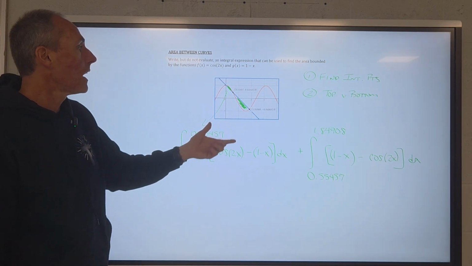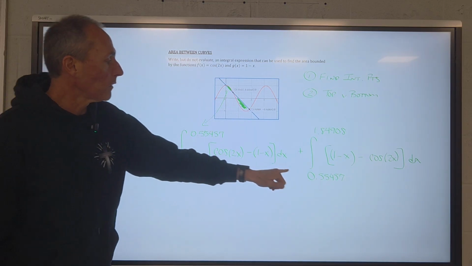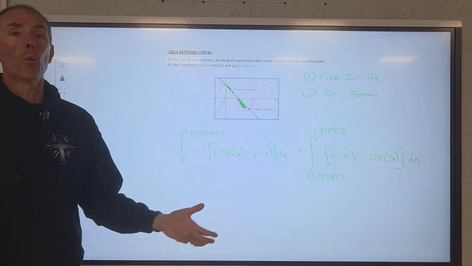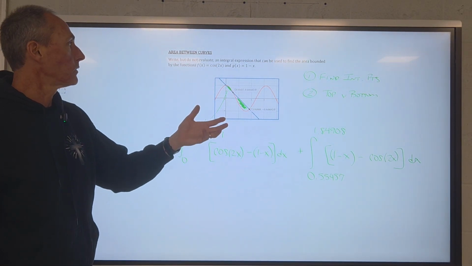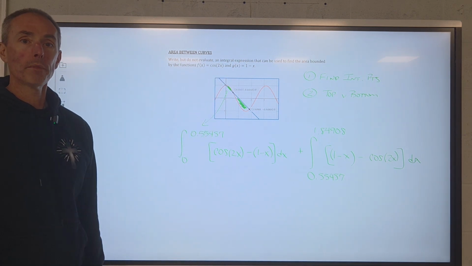In a case like this, if I didn't have the visual and I knew I was going between 0.55 and 1.84, I would just pick 1. I would go in there and do cosine of 2 times 1 versus 1 minus 1, and that would hopefully help me out.